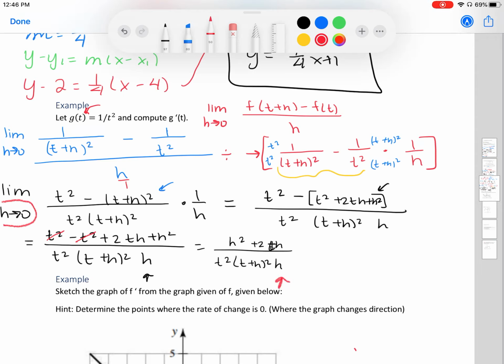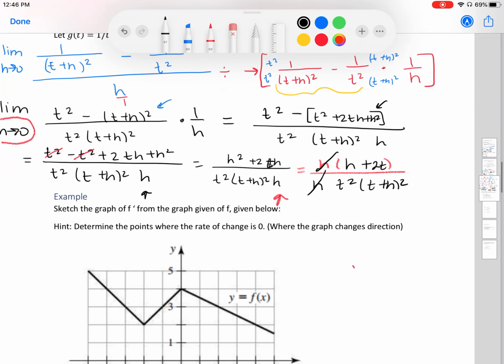Well, we see that if we factor out h, I'll be able to cancel that h. So if I factor out h, I'm left with h plus 2t. And the bottom I have h times t squared times t plus h squared. My h's are now gone. So now I can go ahead and apply the limit. So I have the limit as h is approaching 0 of h plus 2t over t squared times t plus h squared. Okay, now I can go ahead and directly substitute that 0.